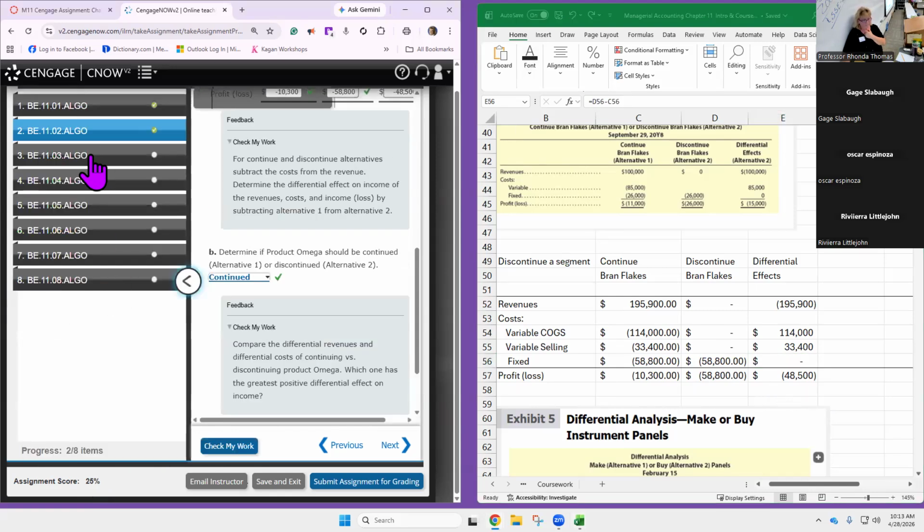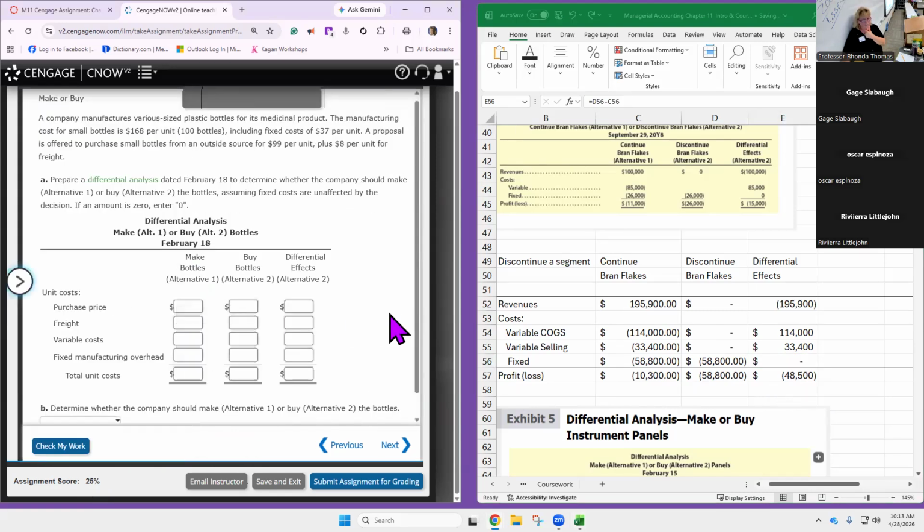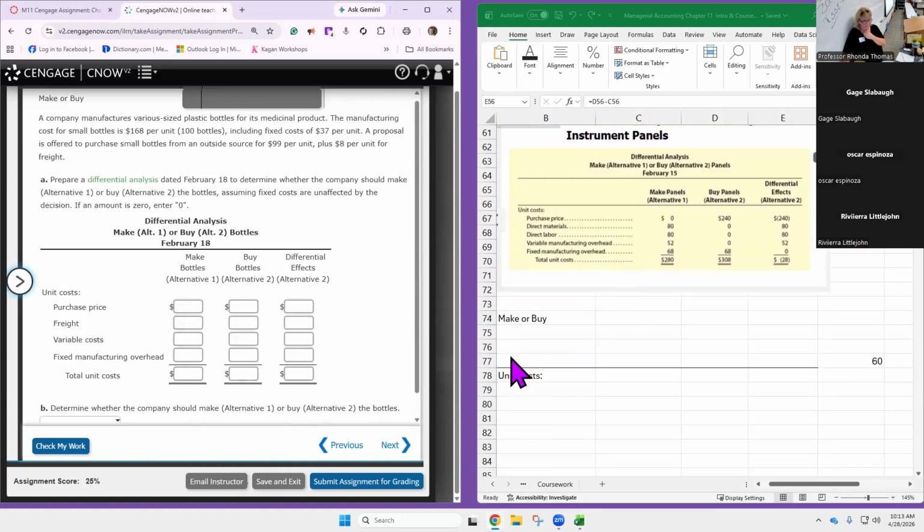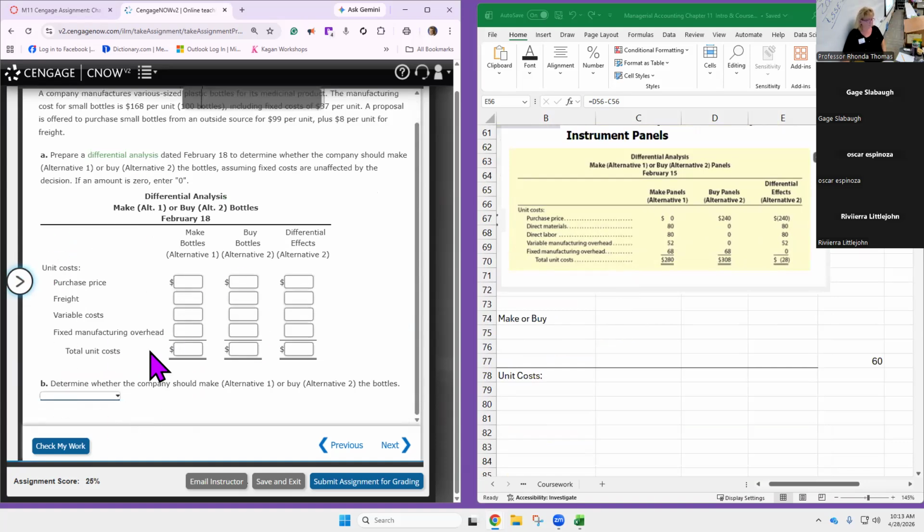Okay, moving on. This next one is called a make or buy decision. Okay, make or buy. Now, what are we looking at here? Can you tell? We're just looking at costs now. Make or buy is all about costs. There's no revenue showing here. So I'm going to go ahead and put these titles in.